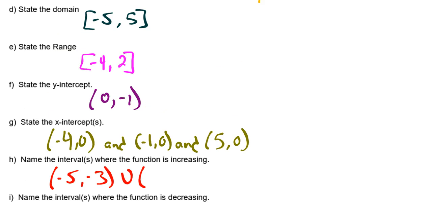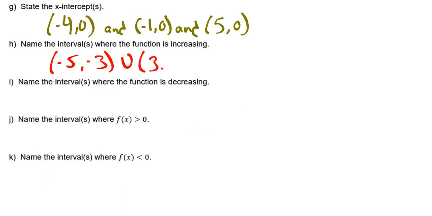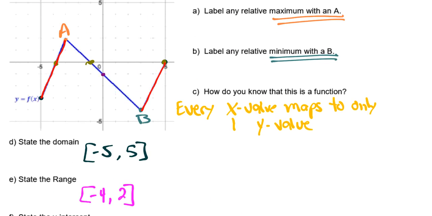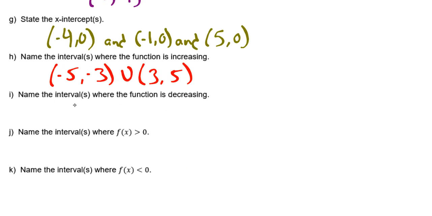And the other zone where it is increasing is an x value of 3 to an x value of 5. So that is our increasing because it is going up the page. Decreasing. It is decreasing when it's going down from left to right. So it's decreasing from point A to point B, decreasing from an x value of -3 to an x value of +3. So our decreasing interval is from when x is -3 to when x is +3.